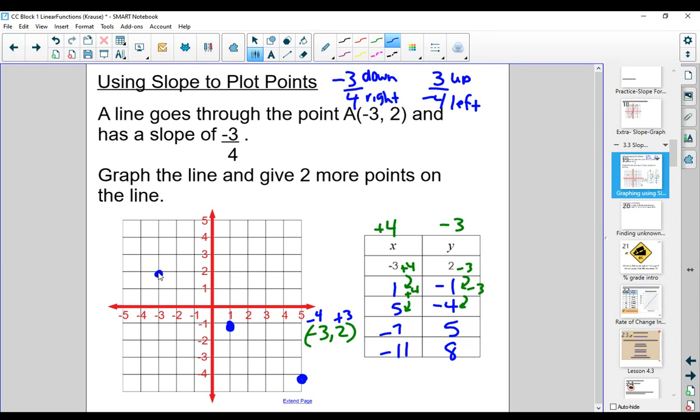So this is one type of question you could be asked, where you're given a point and then you're asked to find new points. You can do it graphically, but if your numbers are too big to plot on a grid, you could also do it numerically.